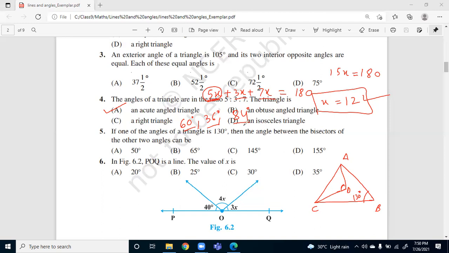Okay, no problem. So see, one of the angles of the triangle is 130 degrees, so I have made one angle 130 degrees, and the angle between the bisectors. This is the bisector, CD is the bisector. Let's say this is x, then this is also x, and this is y, this is also a bisector, then this is also y. The angle between the bisectors of the two angles, we need to find this angle z. Now I have drawn the diagram.